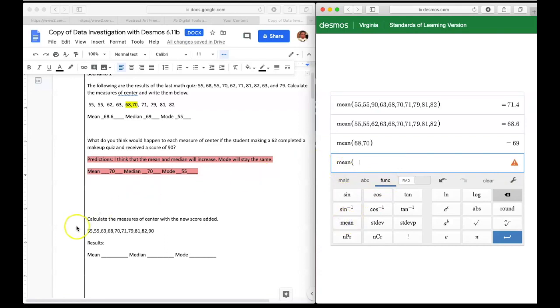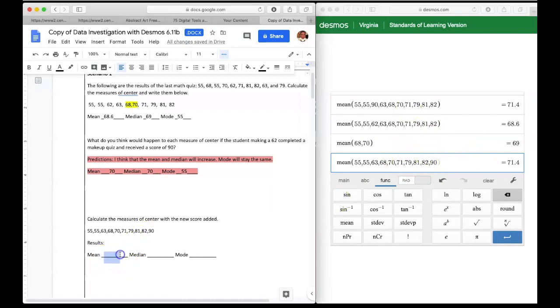I'm going back to my original setup data here, and I'm going to plug the numbers in. 55, this is my second check. 55, 63, 68, 70, 71, 79, 81, 82, 90. We get the same thing. So here's when I change that 62 to a 90, and this is just me doing it with the complete data. Same number both times. So my mean is 71 and 4/10. Okay. Not too far from what my prediction was.